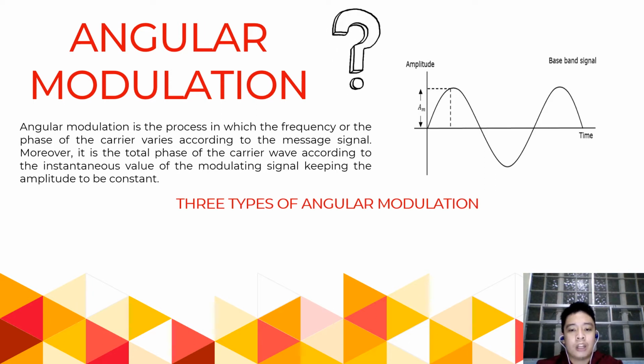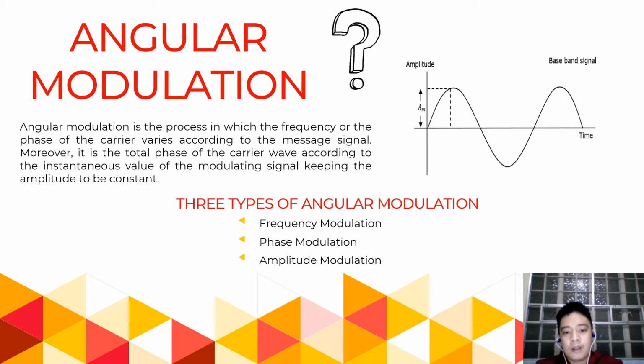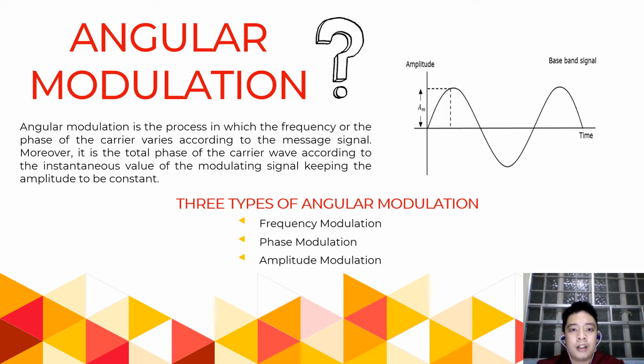So, there are three types of angular modulation. The first one is frequency modulation, next is phase modulation, and lastly, amplitude modulation. Angular modulation is divided into two parts: frequency modulation and phase modulation. Frequency modulation is the process of varying the frequency of the carrier signal linearly with the message signal. On the other hand, phase modulation is the process of varying the phase of the carrier signal linearly with the message.